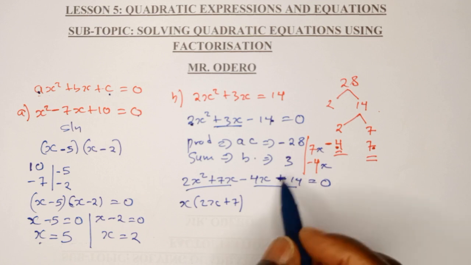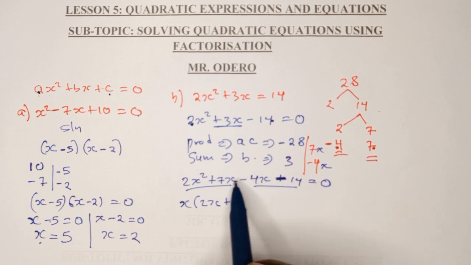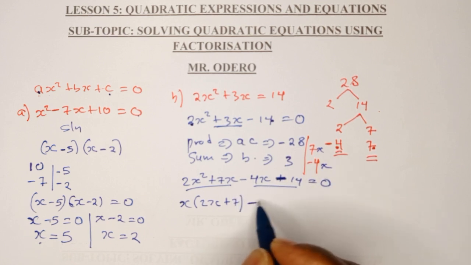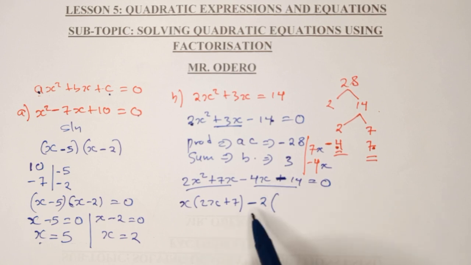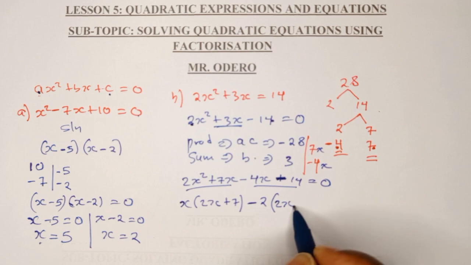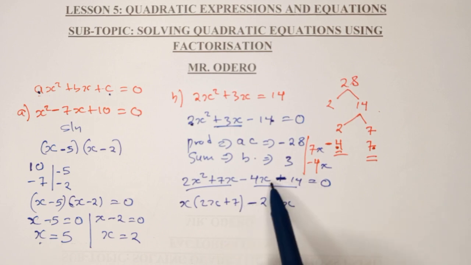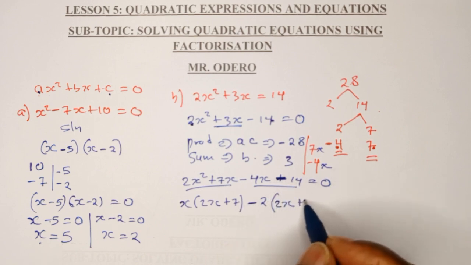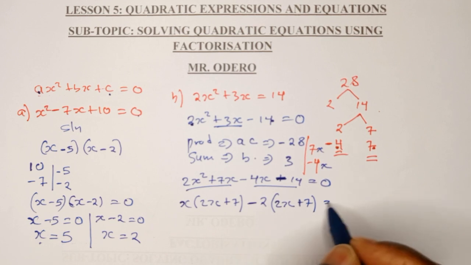Then come here, check whatever is common. Whatever is common here is negative 2. So factor it outside. Negative 2 goes to negative 4x how many times? It goes there, positive 2x. Negative 2 goes to negative 14, positive 7. So this is equals to 0.